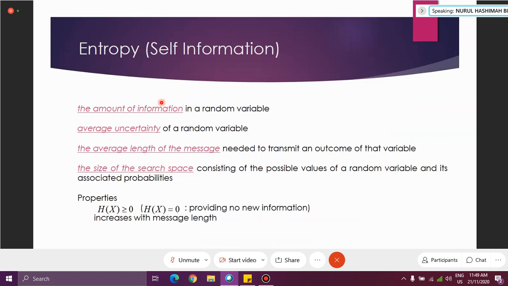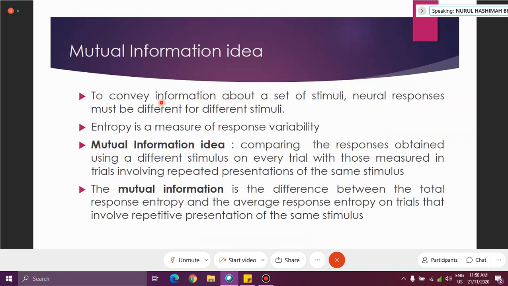I'm not sure why I have this slide here. Okay, so this is just for self-information. I think this is notation, just ignore the slide.